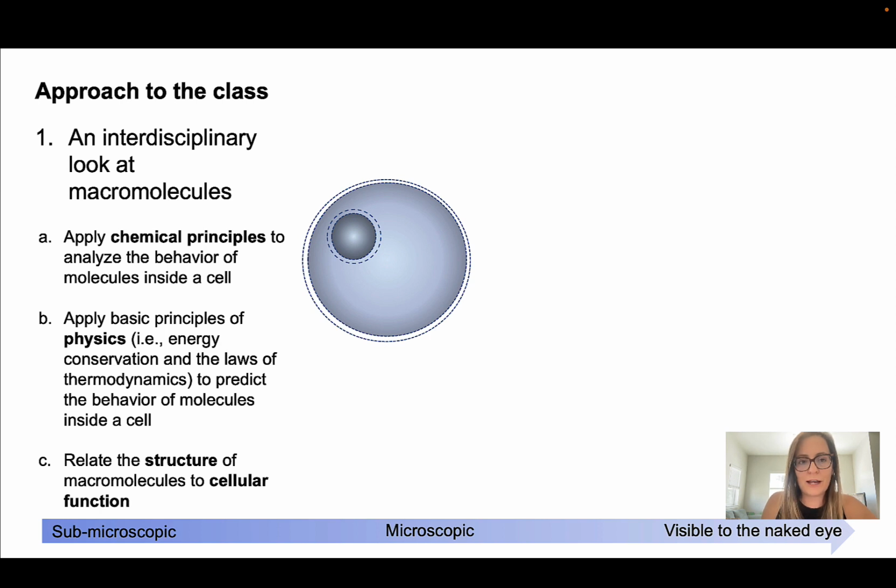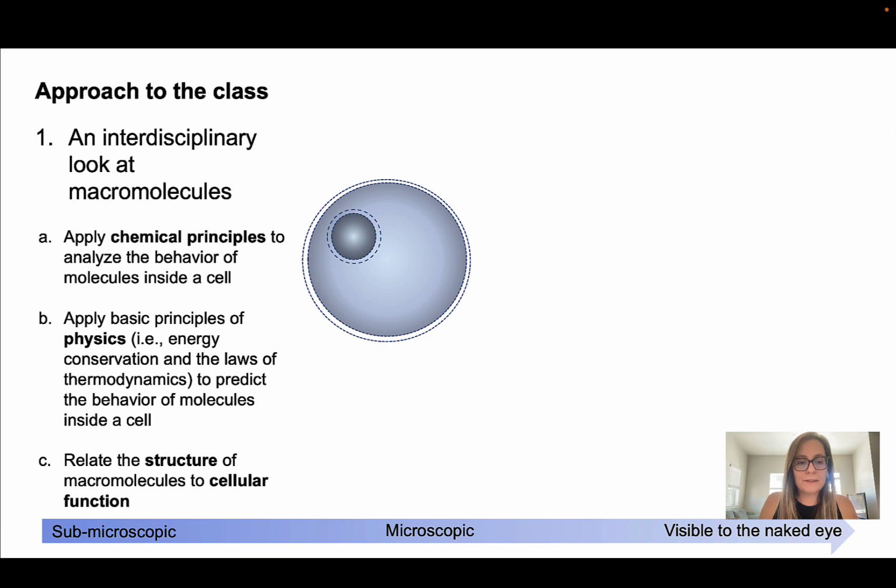So the next thing I want to describe is how we'll cover the content in this class, or the order in which we'll cover content. And so we're going to begin as the book does, which is to take an interdisciplinary look at the macromolecules, really at this submicroscopic level. And when I say macromolecules, I'm referring to proteins, nucleic acids, carbohydrates, and lipids. And when we look at these macromolecules, we're going to be applying chemical principles to analyze the behavior of these molecules in a cell. And we're particularly interested in bonds that form and how these macromolecules interact with water.